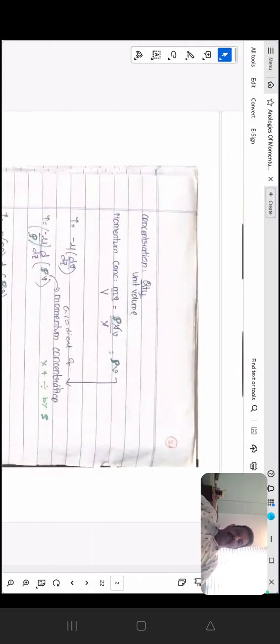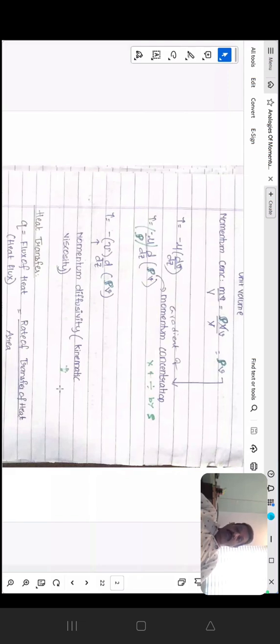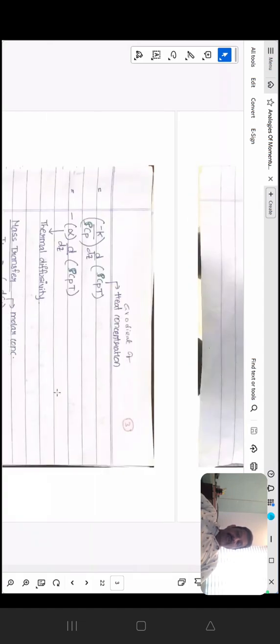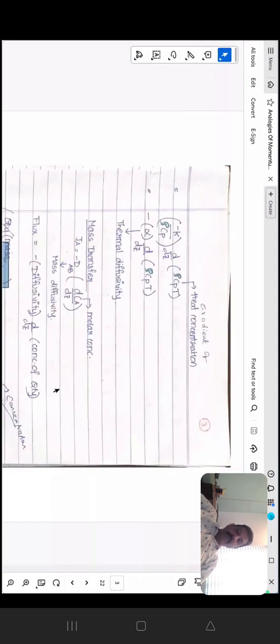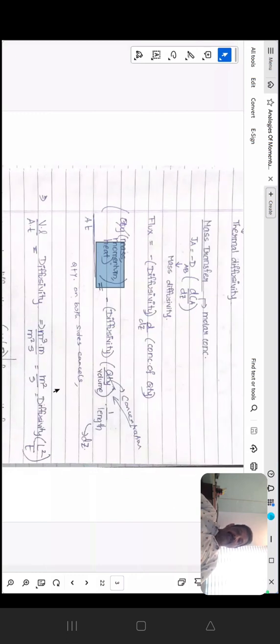So in momentum transfer we are able to write it like this: flux tau is equal to minus mu d by dz of rho into v. Rho into v is nothing but momentum concentration, so this is the gradient of momentum concentration. In heat transfer we are able to write Q is equal to minus alpha into d by dz of rho Cp T, and in mass transfer we write flux is equal to diffusivity into change in concentration of a quantity by dz.